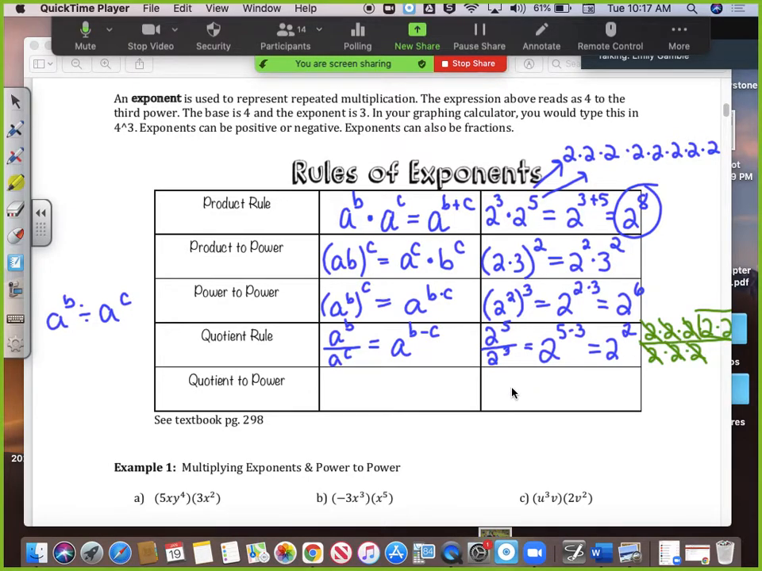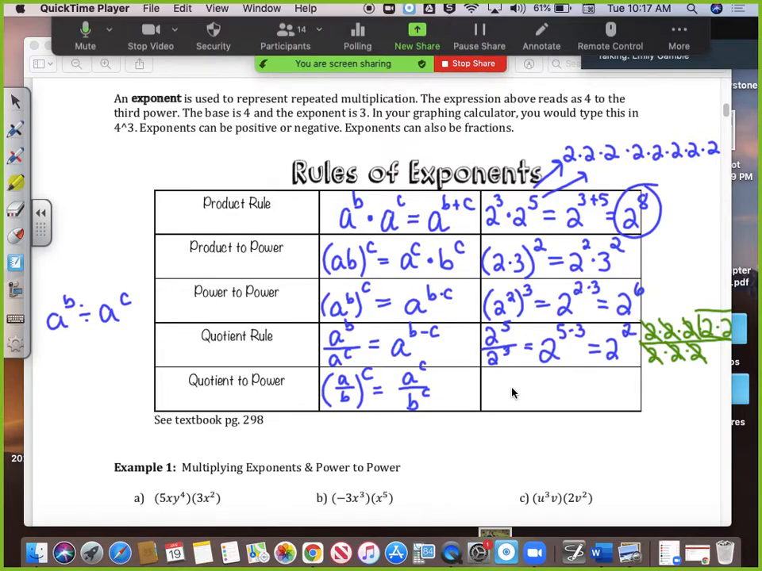And then the last one is quotient to a power. If we have any fraction, a over b, and it's being raised to a power of, let's say, c, what we can do is take that power and distribute it to the numerator and the denominator, and you just keep the division there. That's the same thing as a to the c power over b to the c power.